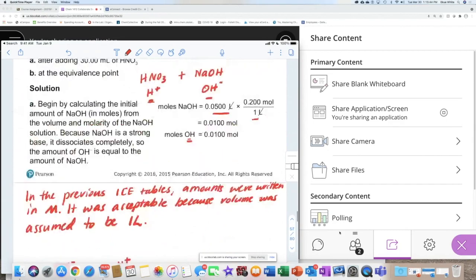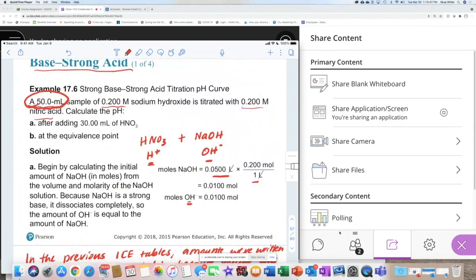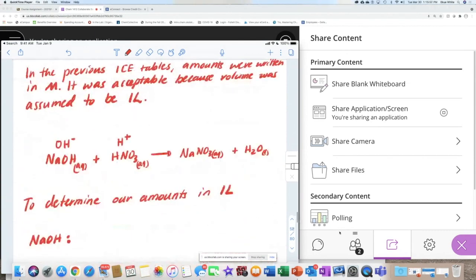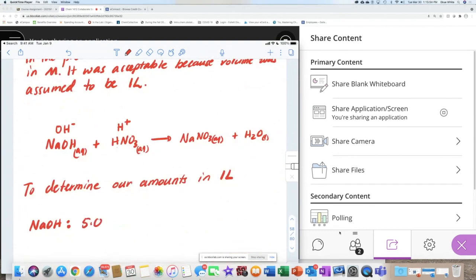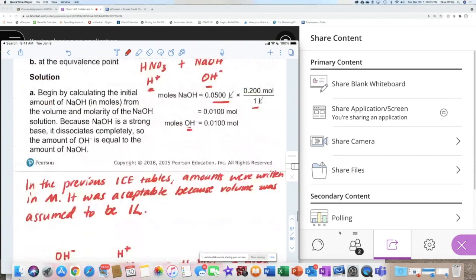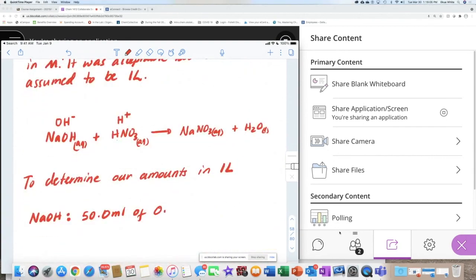What were we told? The amount of sodium hydroxide was 0.200 molar, but it was 50 milliliters. So we have 50.0 milliliter of sodium hydroxide, and the molarity is 0.200 molar. Okay, so this amount here is not in liters. You can see that, right? It's not in liters. So we have to figure out the actual amount in liters.